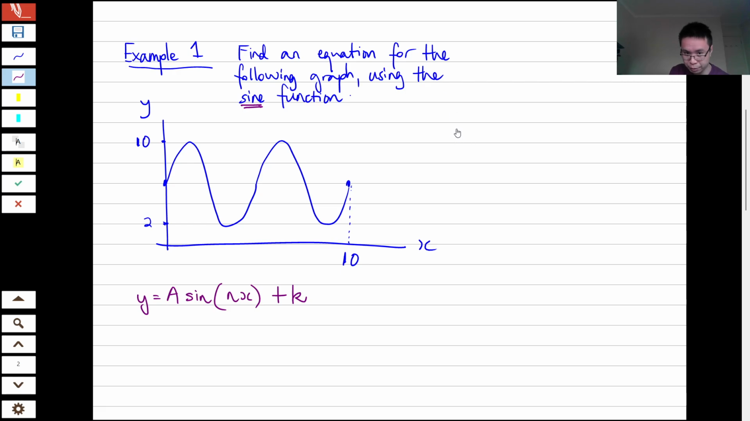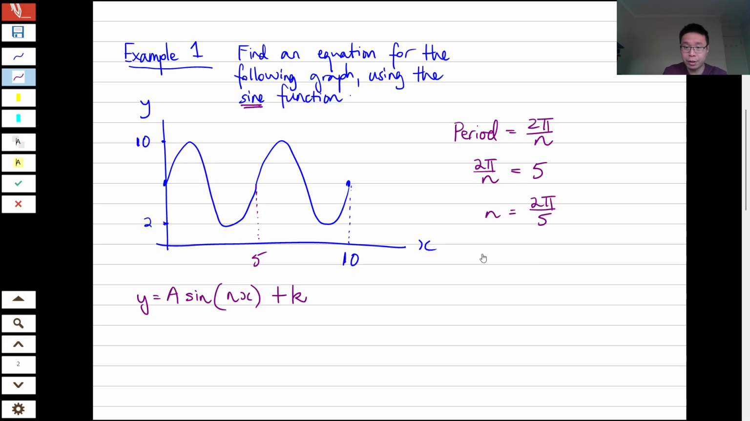Maybe I'll start with the period. The graph has 2 cycles. So that means the period will be half of 10, which is 5. We also know that the period is 2 pi on n, where n is this number multiplying the x term inside the sine function. So now I can say 2 pi on n equals 5, since I know that the period is 5. And rearranging for n, I get n equals 2 pi divided by 5.